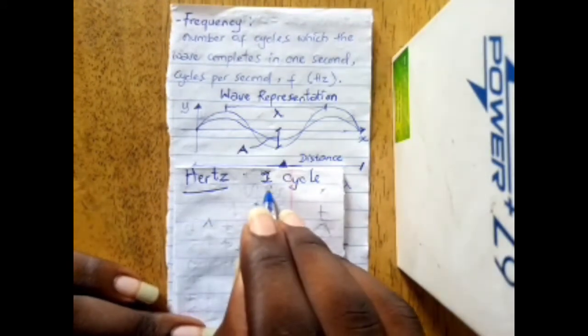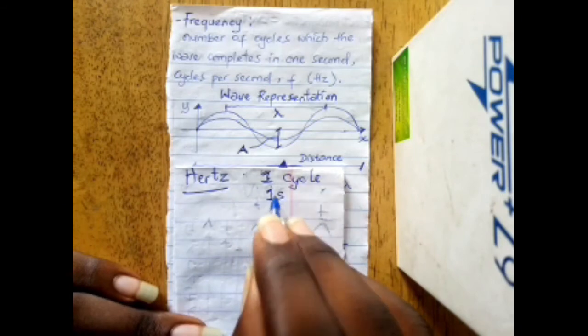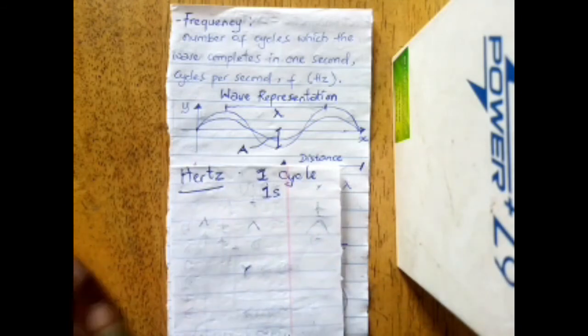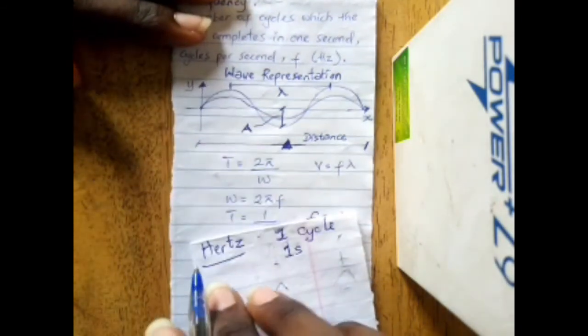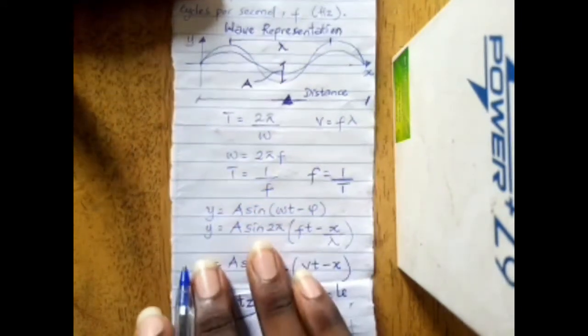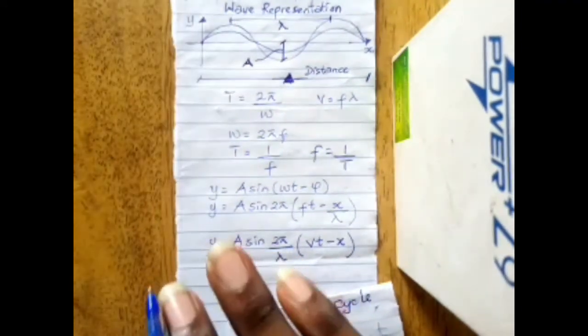Frequency is the number of cycles you take in 1 second. So we should not intertwine them together. So finally, we'll be looking at the wave representation. And these are formulas we'll be using in solving waves.